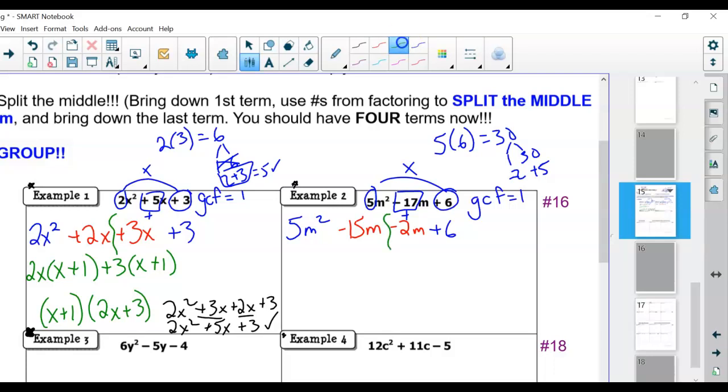On the left, I can factor out a 5 and an m. And I'm dividing. So when I divide each of these terms by 5m, I'm left with m minus 3. On the right, I can factor out a 2, and because the third term is negative, I'm going to factor out a negative 2, leaving this side with m minus 3. The insides are the same, so that's going to be one of the factors. The outside factor would be 5m minus 2.